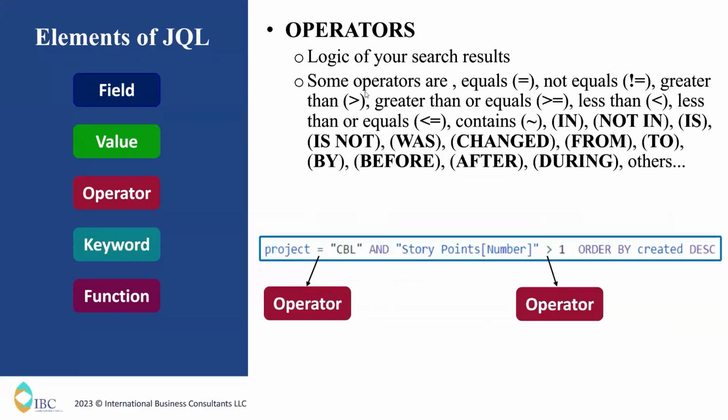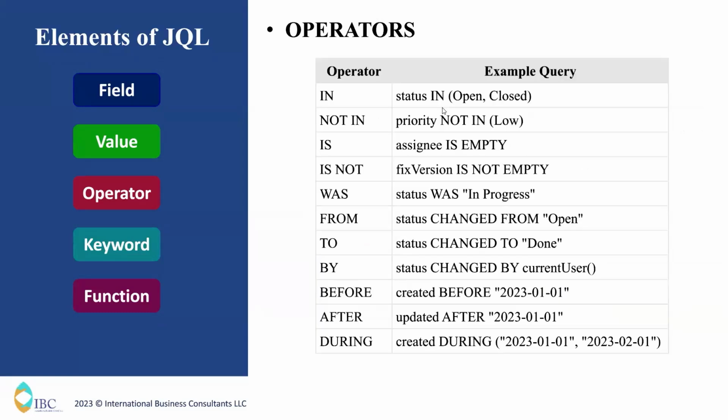Before that, let's see why operators are used. Operators are the logical functions which define how your search is going to be. If you give equal to, it's going to give a different set of search results, and if you give not equal to, it's going to give a different set of search results. Based upon the operators, the whole search result is impacted. So there are a lot of operators used in our JQL, and I have taken some great examples.